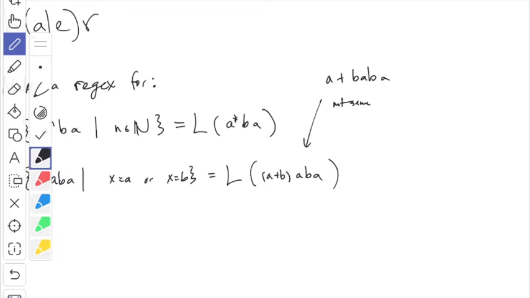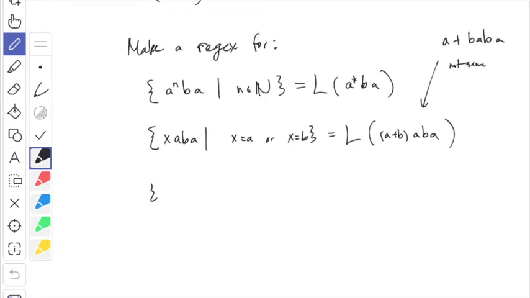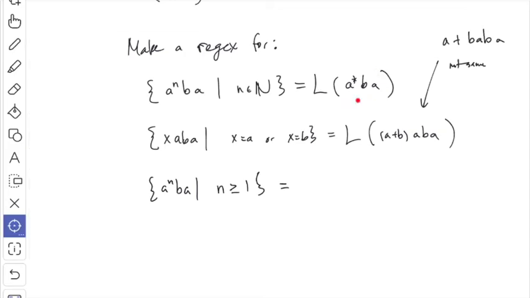Here's a somewhat tricky one. Similar to the first one there, A to the N, BA, such that N is greater than or equal to 1. Here, you got to do a little trick. I want it to match, but there has to be at least one A. Your natural inclination would be to just say A star BA, but the star, remember, allows for 0 matches, which we want to somehow not allow.